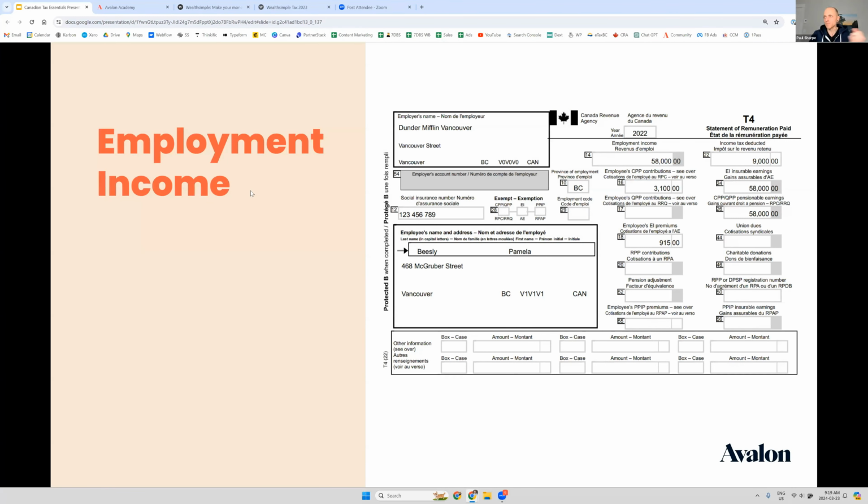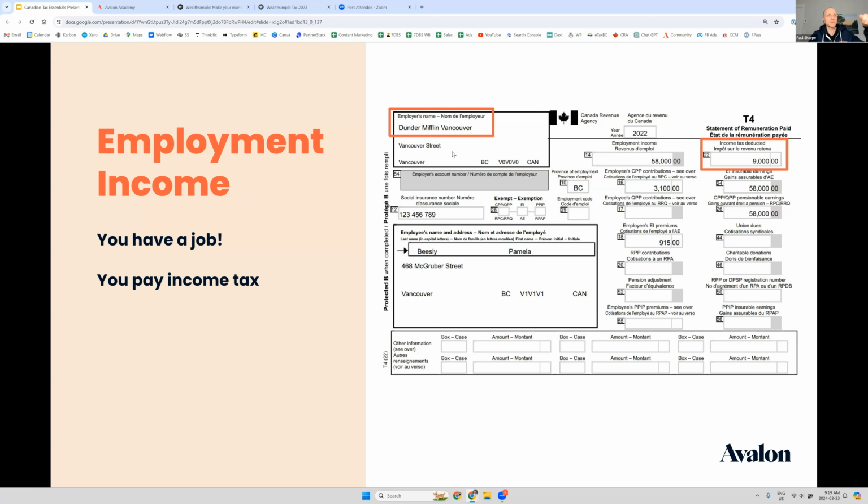So first up, we have employment income, and here's a T4. You have a T4 if you have employment income. In this case, this is Pam, and she works at the Vancouver Dunder Mifflin branch. So she's got a T4. She's got a job, that's employment income, and she has to pay income tax. And you can see in that second box, box 22, her employer, Dunder Mifflin, withholds income tax from her pay and remits it to the government on Pam's behalf.